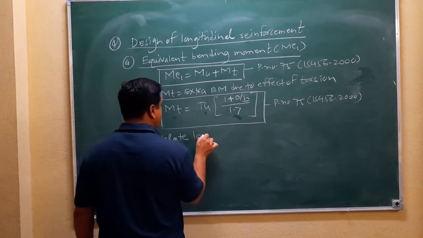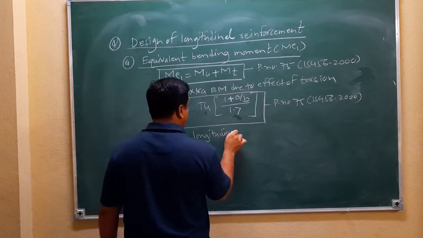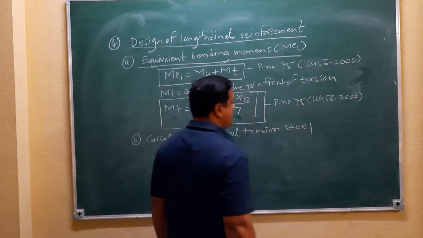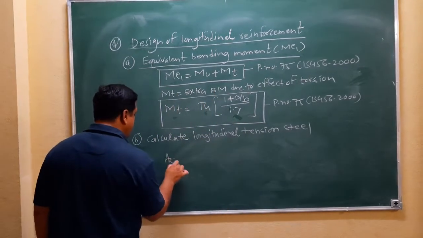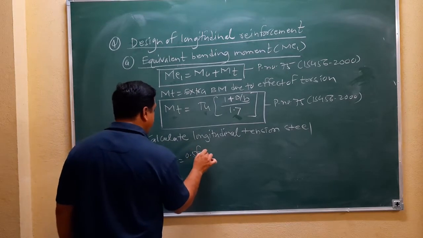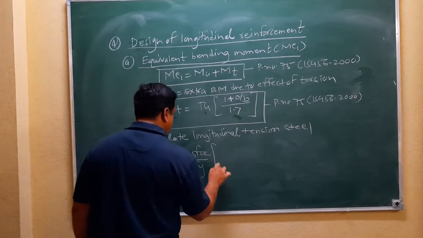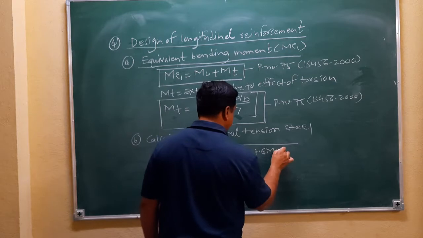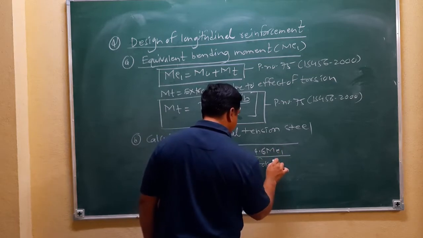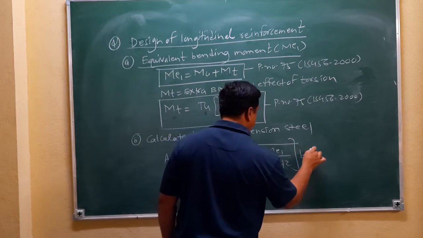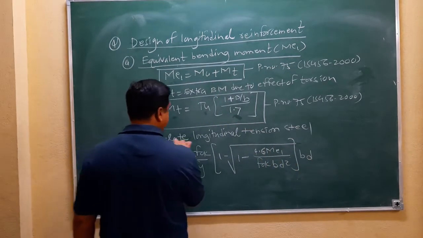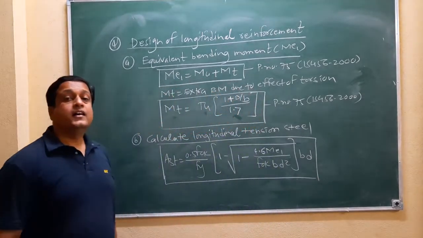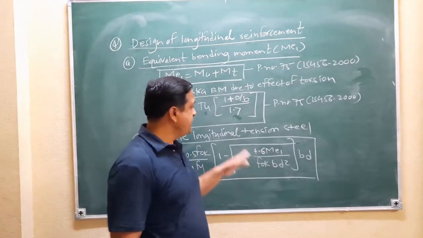Calculate longitudinal tension steel using formula. You know that formula. It is AST is equal to 0.5 FCK divided by Fy into bracket 1 minus under root of 1 minus 4.6 ME1 divided by FCK BD square into BD. Using this formula, find out the longitudinal reinforcement at bottom. That means it is a tension reinforcement.